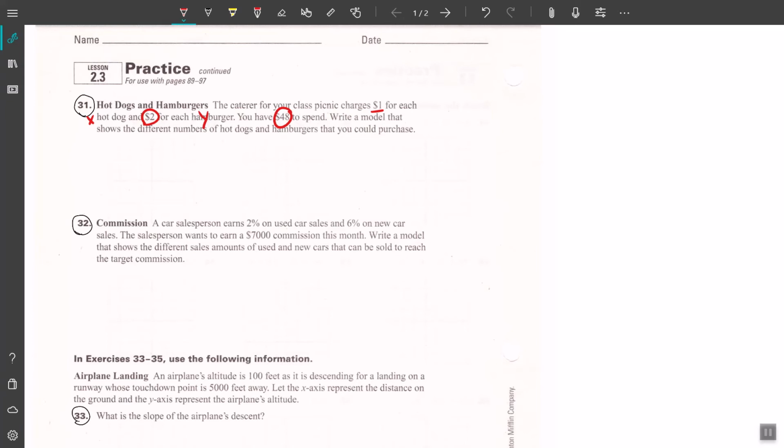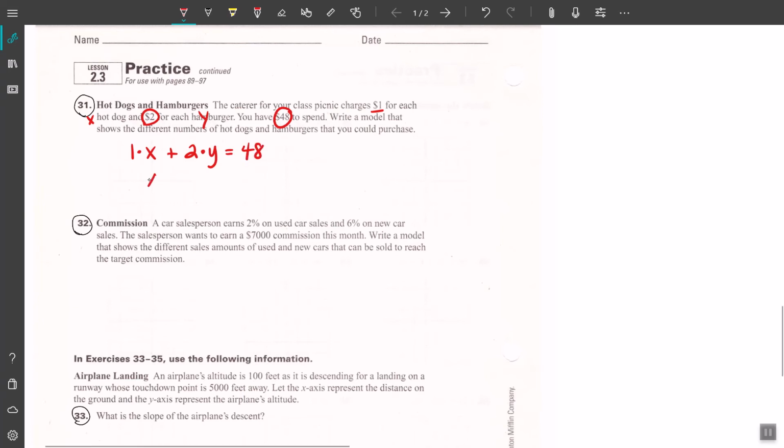And so we need to come up with an expression for the number of hot dogs and how much it's going to cost. If we're calling them X, then every time we buy a hot dog, we're going to have to multiply it by 1. That's our expression for hot dogs. We're going to add to that our expression for hamburgers. So every time we buy a hamburger, it's going to cost us $2. We have $48 to spend. We're going to assume in this case that we're spending all of it. So we're going to put an equal sign there, $48.